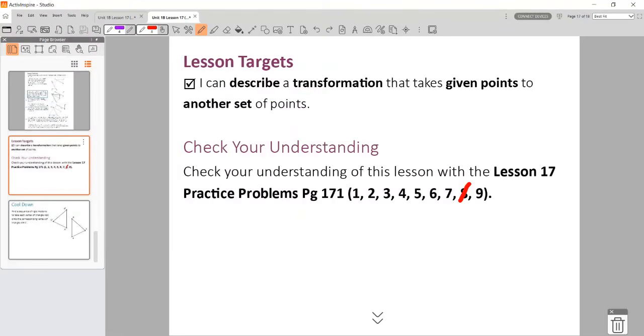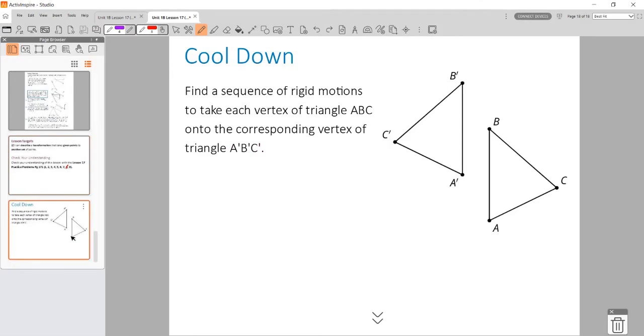So hopefully you can describe transformations that take given points to other sets of points, and then you can work on the practice problems for this lesson. I think all of them are good. You could skip number 8, if you want to skip number 8, that's fine. And then here's a cool down that you can use to see if you understand, and if you're not quite sure, then you should talk to your teacher.